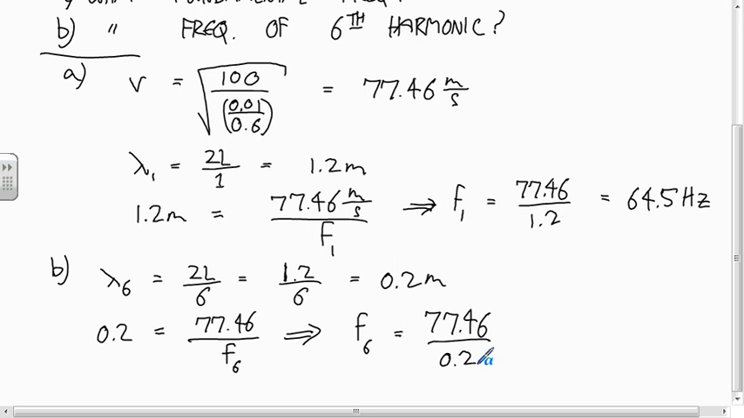I can't do that in my head. Can anyone have a calculator? Thanks. So 387.3 hertz.